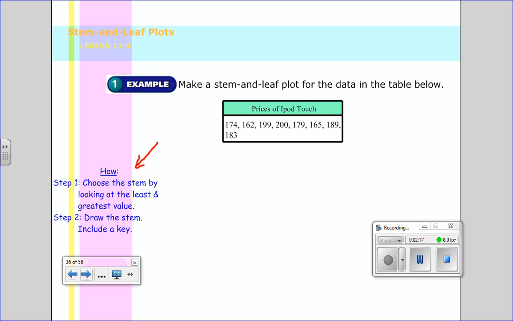First, it says choose the stem by looking at the least and the greatest values. So looking at our data, we want to pick our smallest number and our largest, because this is going to help us figure out what we want for the stem and what we want for the leaf. I'm going to point this out right away: when we do these, you want only one digit for each number in the leaf.